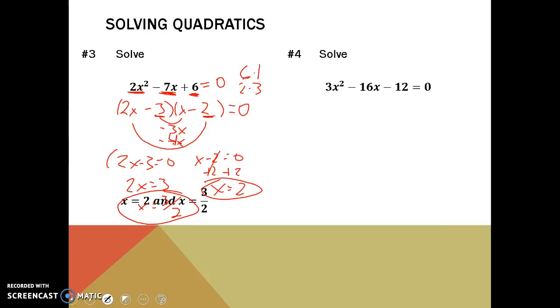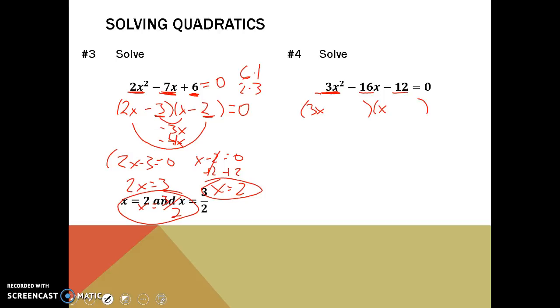Let's take a look at example number 4. First thing I would probably look at is to see if there's anything that they have in common. And there isn't anything that goes into 3 and 16 and 12. So I'm going to have to factor this similarly to the way I did number 3. I'm going to pull out maybe a 3x times an x, because that's the only thing I can think of that gives me a 3x squared.